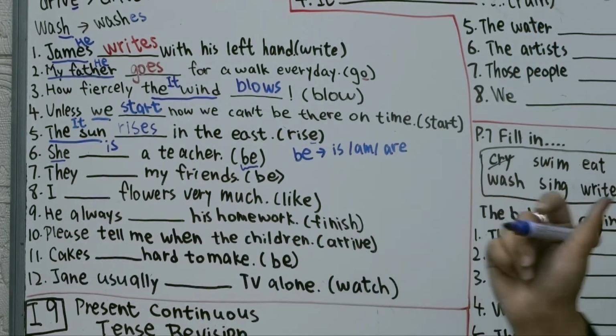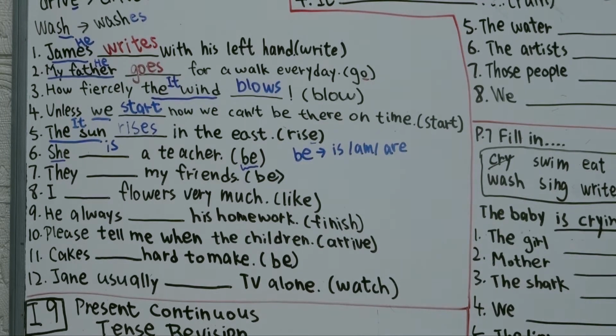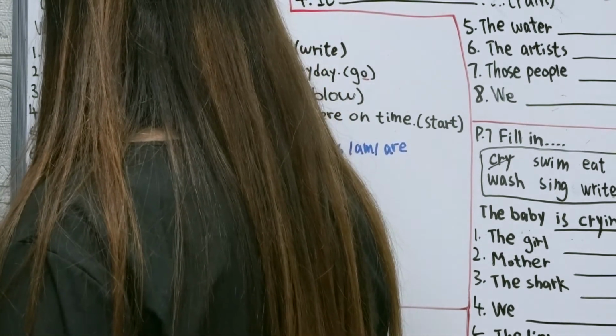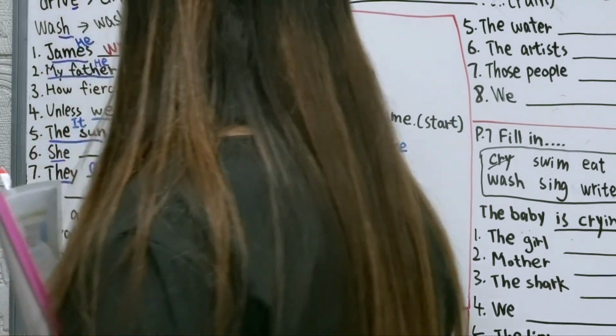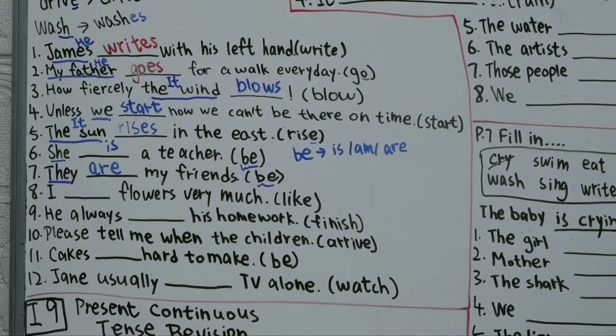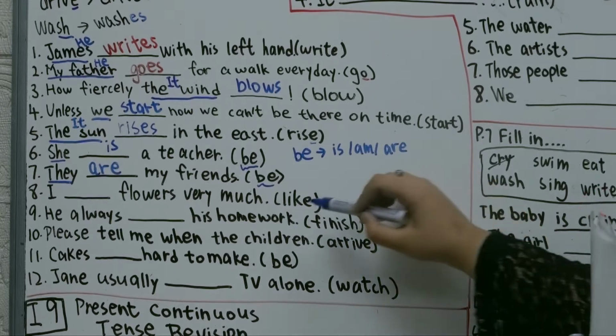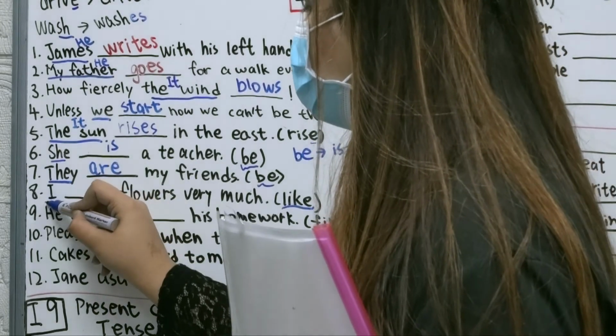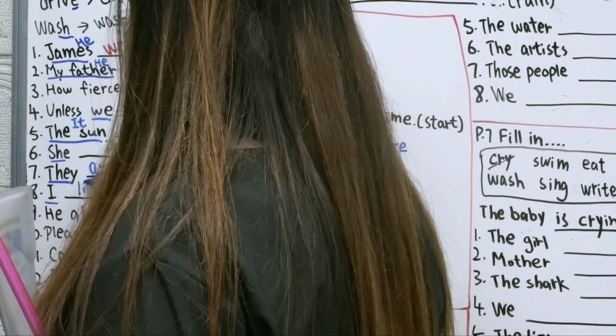Next one. They are my friends. Also be. What? Are. They are my friends, because the subject is they here. They are my friends. Okay. Number 8. I like flowers very much. Like. We don't change it because the subject in front of you is I. Like becomes like.